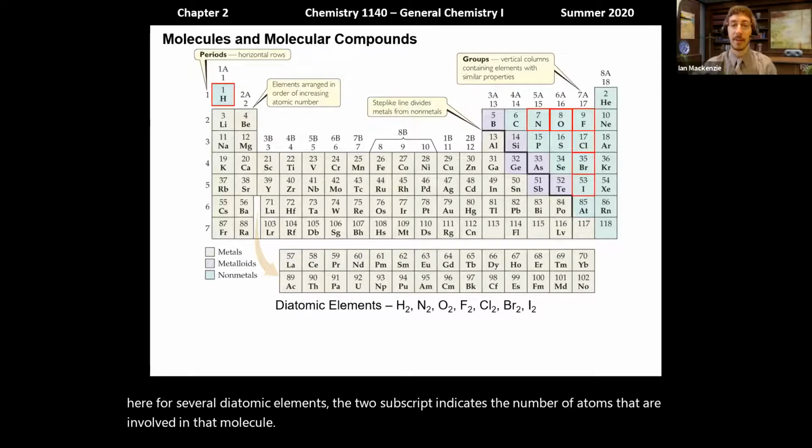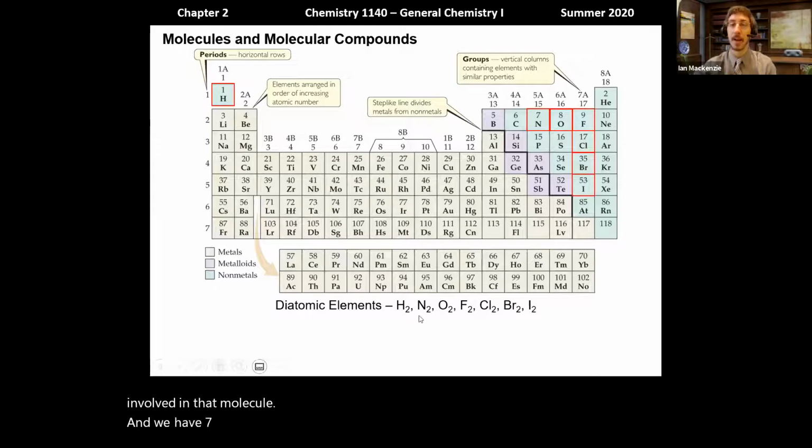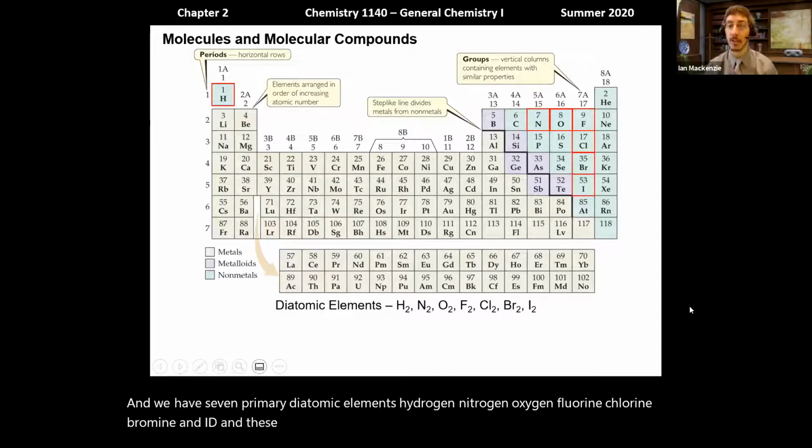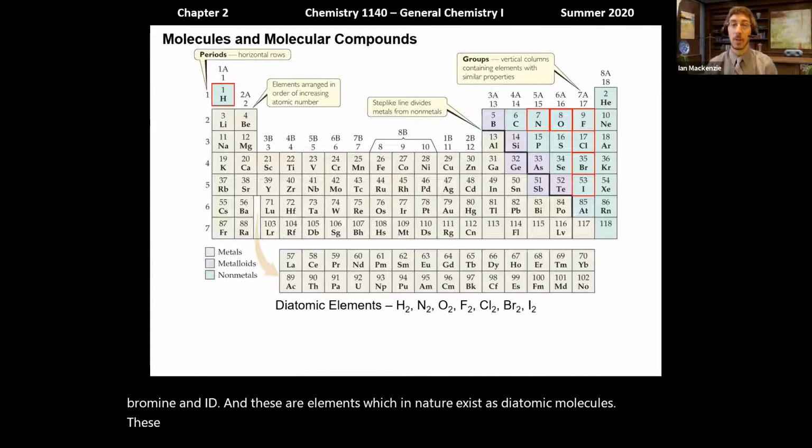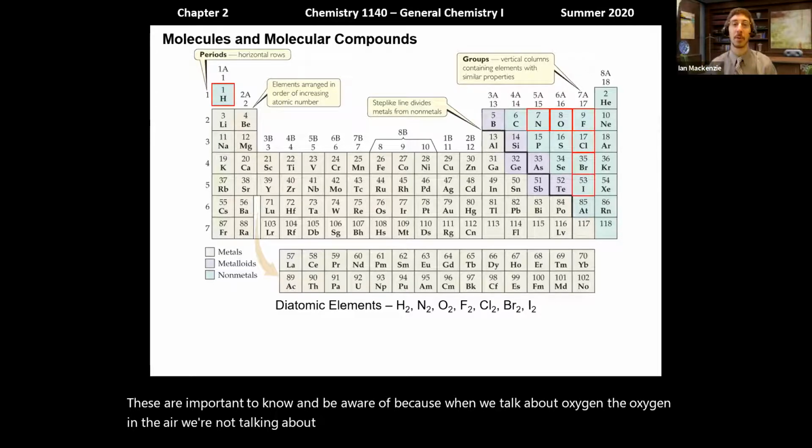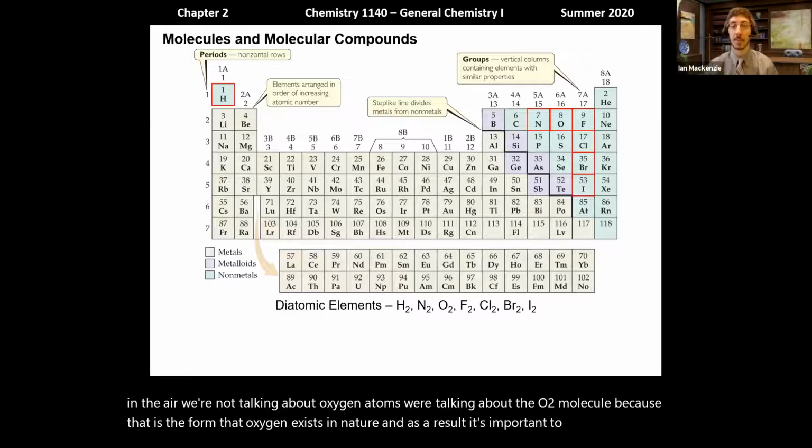And we have 7 primary diatomic elements: hydrogen, nitrogen, oxygen, fluorine, chlorine, bromine, and iodine. These are elements which in nature exist as diatomic molecules. These are important to know and be aware of, because when we talk about oxygen, the oxygen in the air, we're not talking about oxygen atoms. We're talking about the O2 molecule, because that is the form that oxygen exists in nature. As a result, it's important to know these 7 diatomic elements.